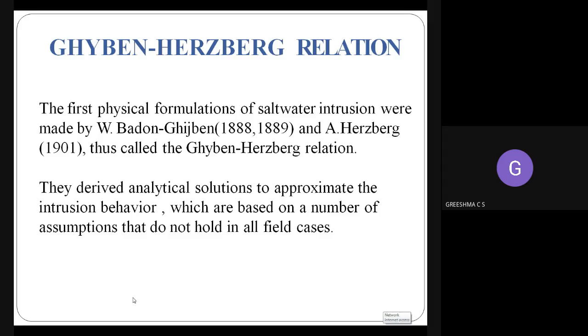Okay, Ghyben and Herzberg, thus called the Ghyben-Herzberg relationship. These are two persons: Ghyben is one person, Herzberg is another. In the 18th century, these two first spotted saltwater intrusion, and they also derived a formula for it.